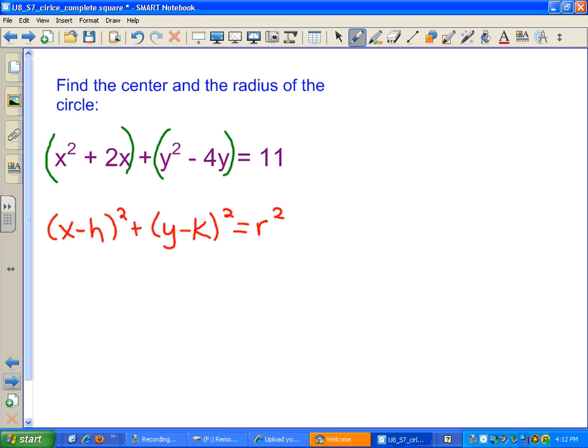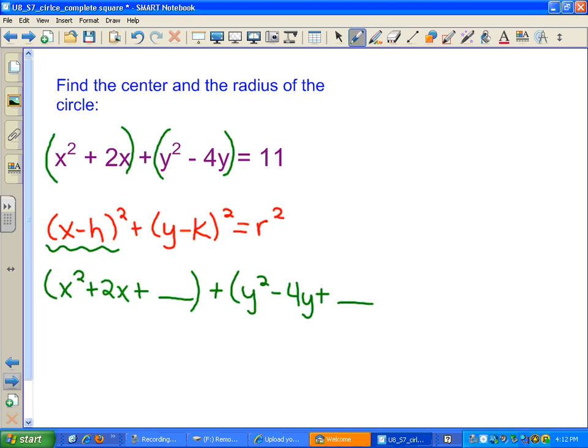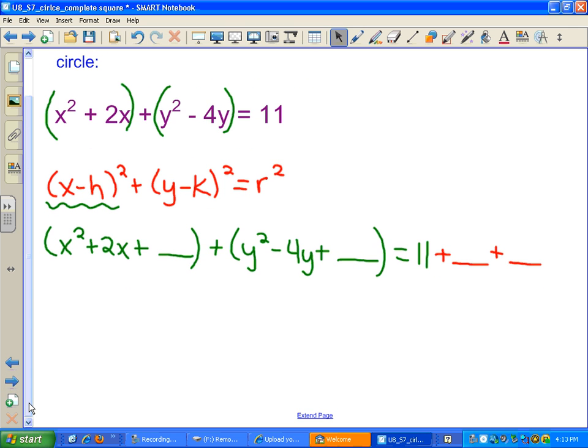Now I'm going to complete this square, meaning I'm going to find a number that I can add to it so that I can rewrite it in this format, (x minus h) squared. So I'm going to say x squared plus 2x plus blank, plus y squared minus 4y plus blank has to equal 11. So that I don't change the problem, whatever I do to one side, I need to do to the other. So I'm going to end up adding 2 blanks to both sides. So now let's go ahead and complete the square.